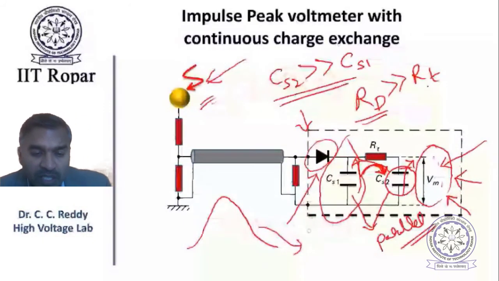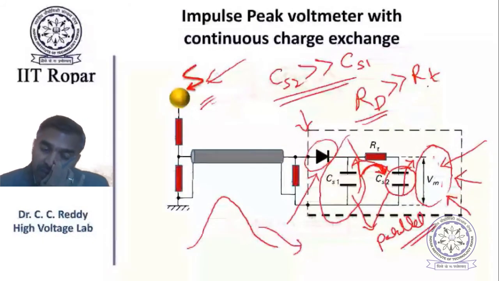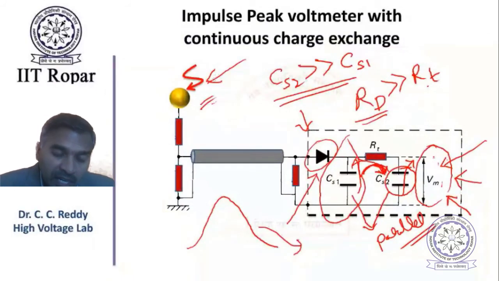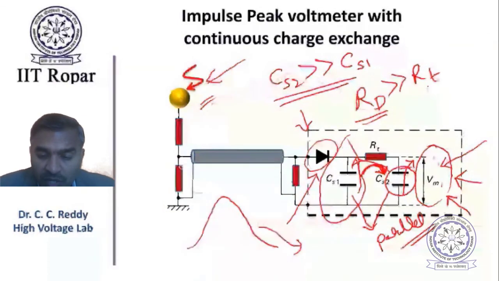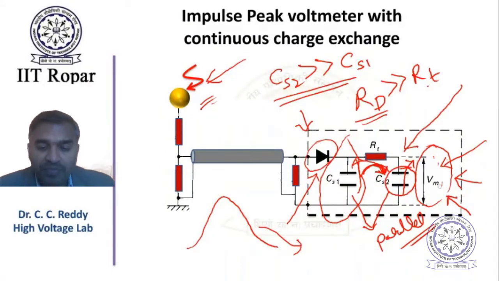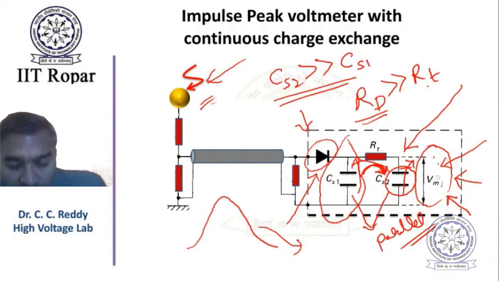So that double exponential waveform you apply. Standard impulse waveform only you apply here. And then check what kind of waveform you are getting at CS2 or VM. What kind of waveform you are getting.